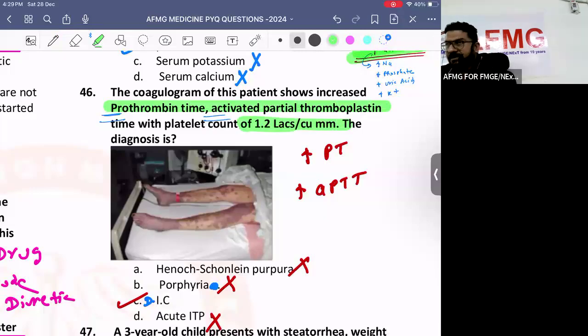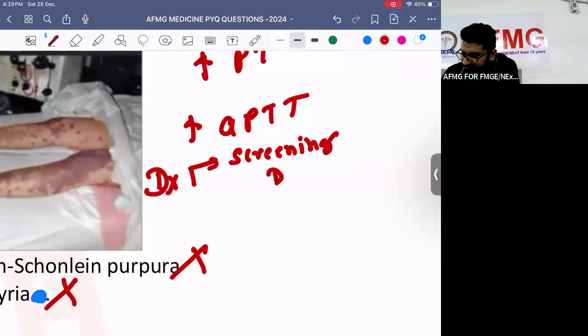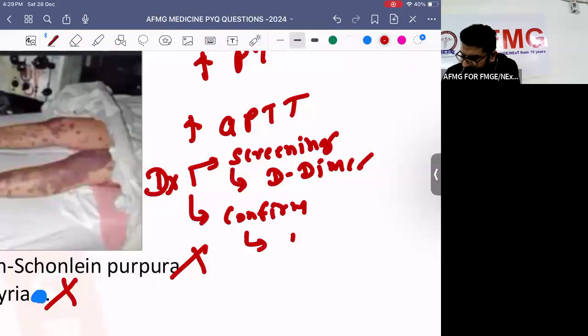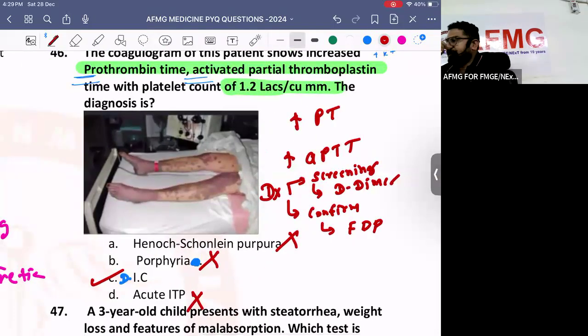So sometimes what happens? Clots will form, sometimes bleeding will occur. So a DIC patient can have microthrombi as well as bleeding. Am I clear? Okay, how do we diagnose DIC? What is the best test to diagnose? Okay, for screening what do we do? D-dimer. And for confirmation, we will do fibrin degradation products, FDP. So the answer will be DIC. Simple.